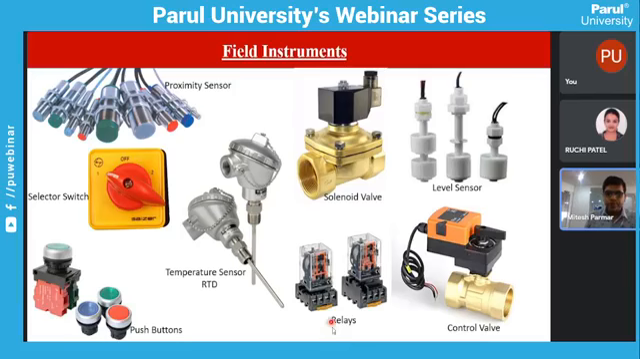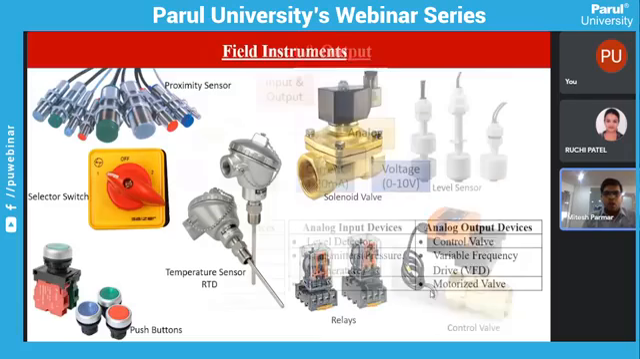Then we have the relays, which look like this. It is a switching device, as well as the contactor is also a switching device. Then this is the solenoid valve, and this is the level sensor, basically a float type level sensor. Then the control valve. So these are some field instruments so you have a better idea of them. These are very limited field instruments; there are lots of field instruments you can find in the industrial automation sector.